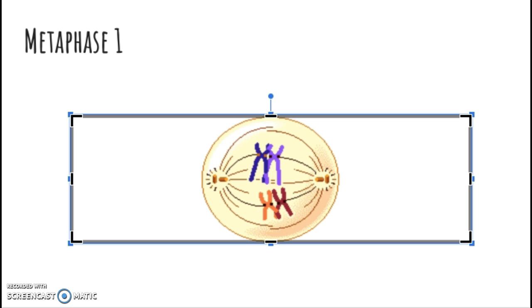Metaphase I. The pair of homologous chromosomes are moved by the spindle to the equator of the cell. The homologous chromosomes, each made up of two chromatids, remain together.